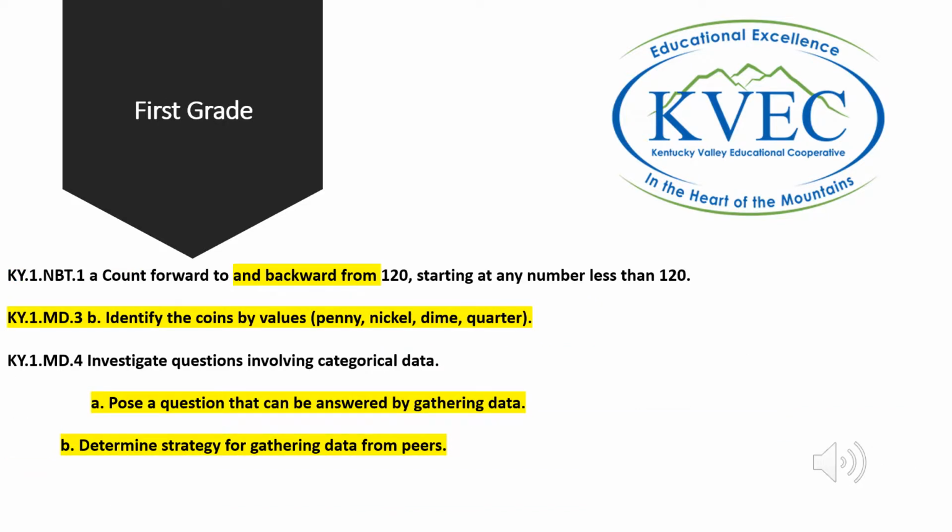Now, let's take a look at the updates to the first grade math standards. The number and operations in base 10 domain had one update. NBT.1a requires that the students not only count forward to 120, but also count backwards from any given number less than 120. Please note that the addition of counting backwards to the standard is intended to increase the students' number sense and flexibility with subtraction.